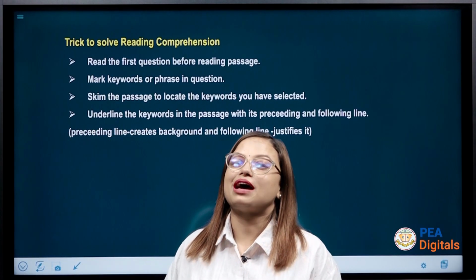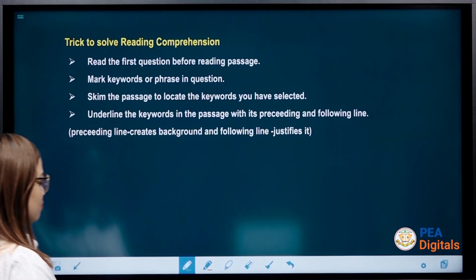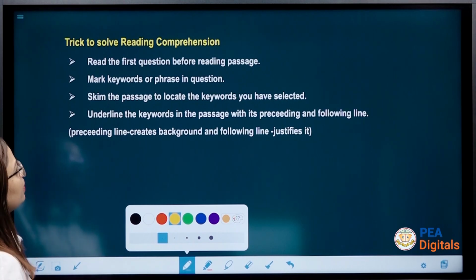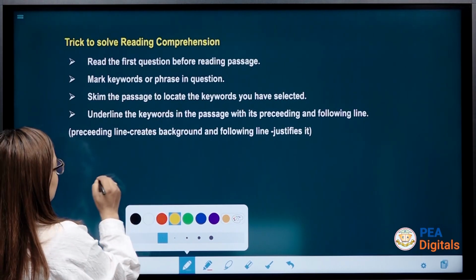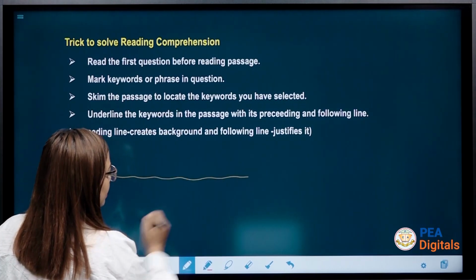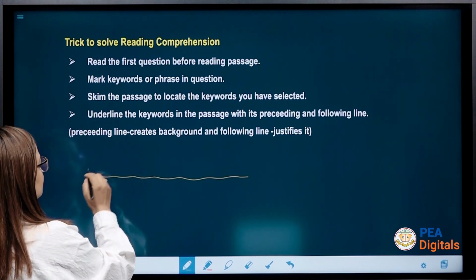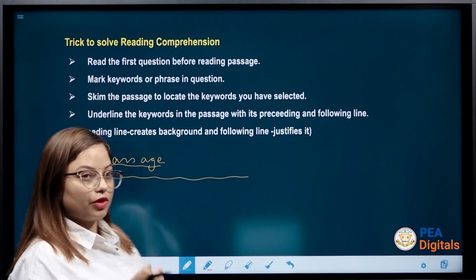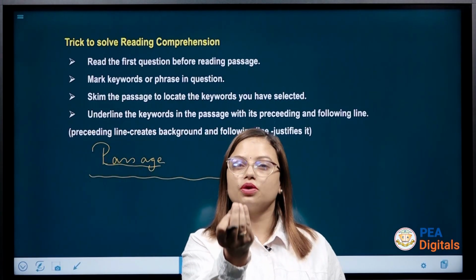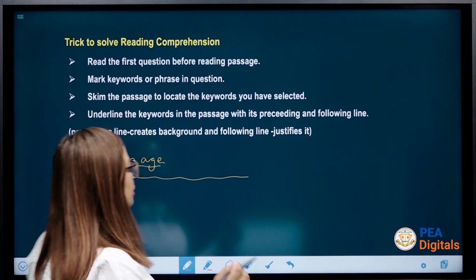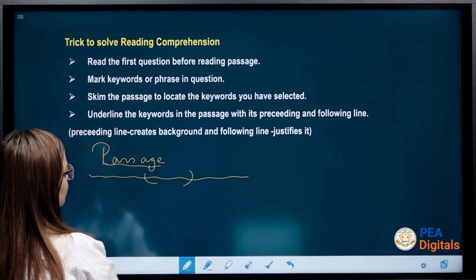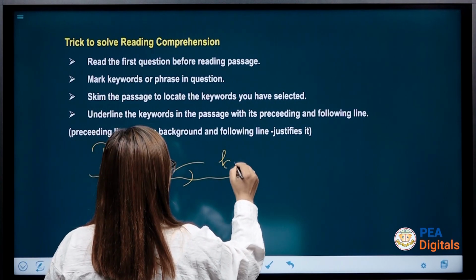What is meant by preceding line? Let me show you, my dear students. Suppose this is your question, and this is your passage. You have marked and underlined your keywords. Suppose this might be your keyword.